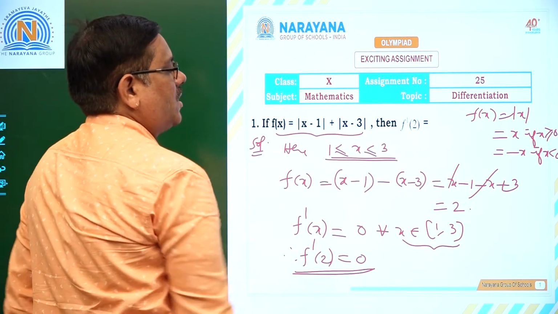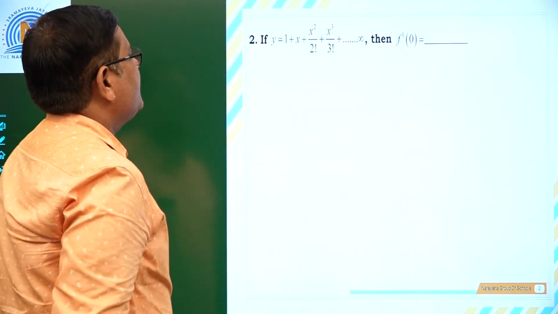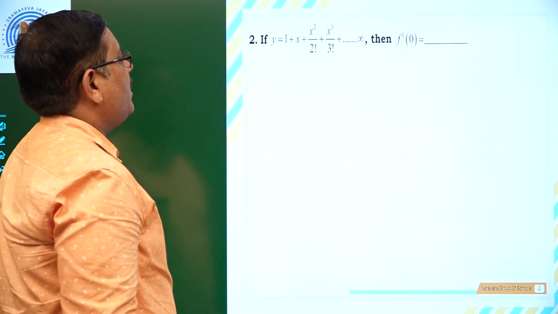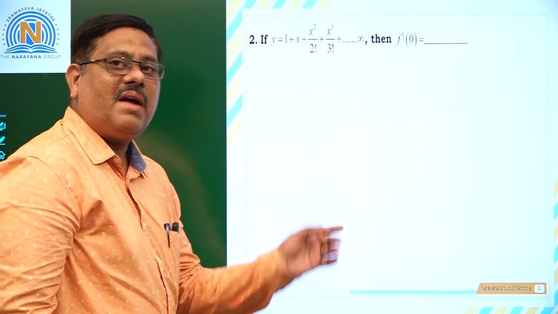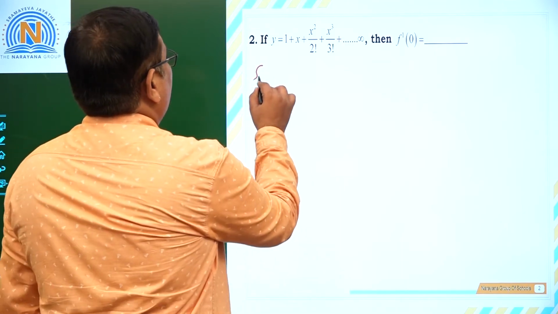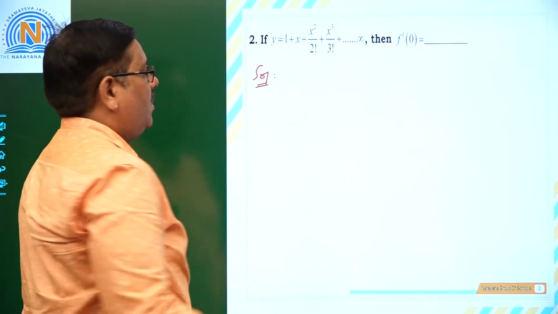So f dash of 2 answer is 0. Let us see the next question. If y is equal to 1 plus x square by 2 factorial plus x cubed by 3 factorial plus so on infinity, then what is f dash of 0? Here also we have to take f of x is nothing but y. That is what we have to understand.